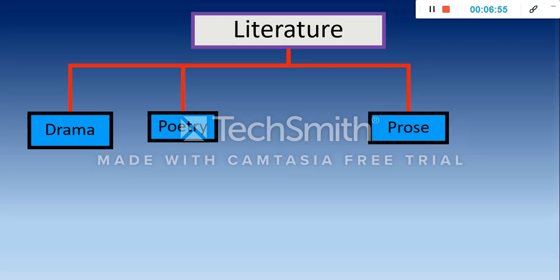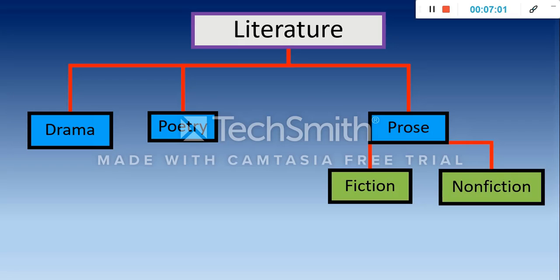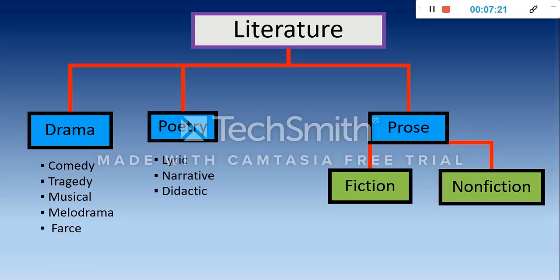Prose can be divided into fiction and non-fiction. So literature in general is divided into drama, poetry, and prose. In drama, we have different types like comedy, tragedy, musical, melodrama, and theatre. In poetry, we have lyric, narrative, didactic, and so on.